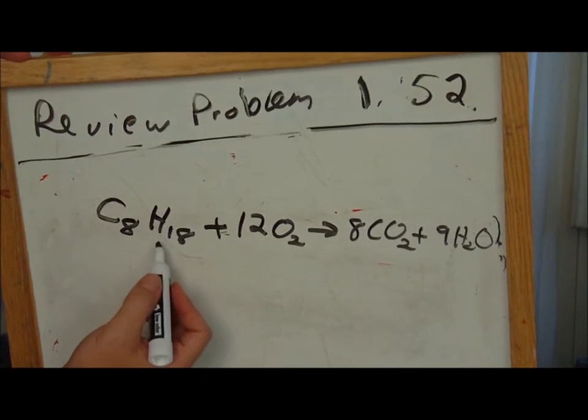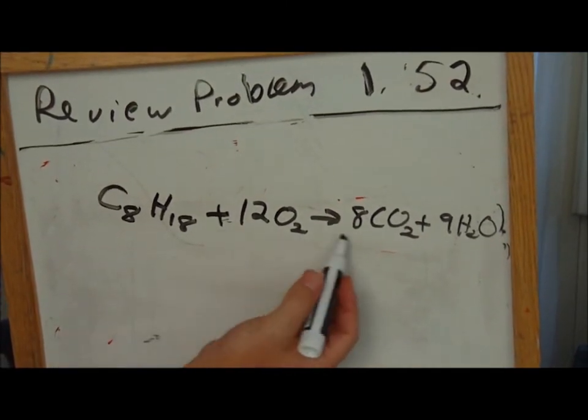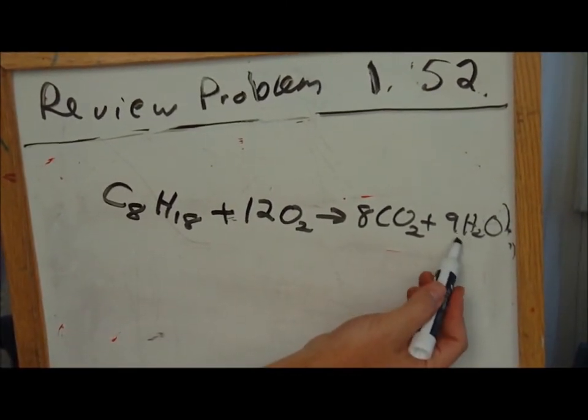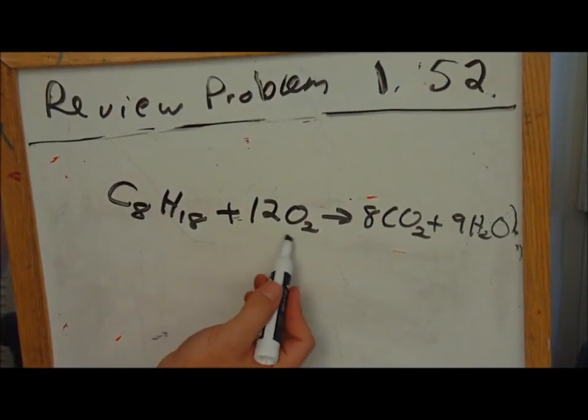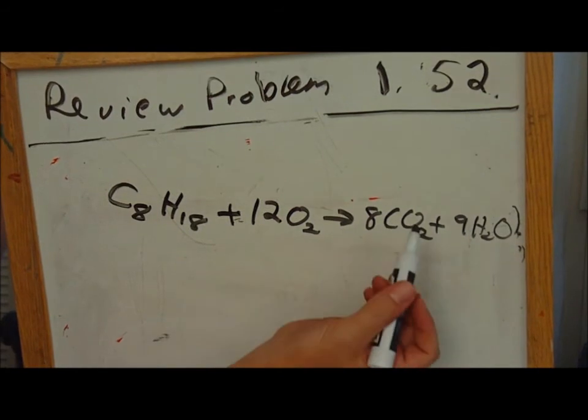How many hydrogens do we have on the left? 18. How many hydrogens do we have on the right? 18. All right, so that's good. How many oxygens do we have on the left? 24. How many oxygens do we have on the right?